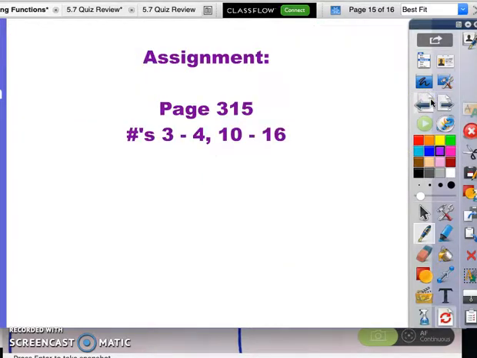Your assignment. 3 through 4, 10 through 16, all. Even the even ones.